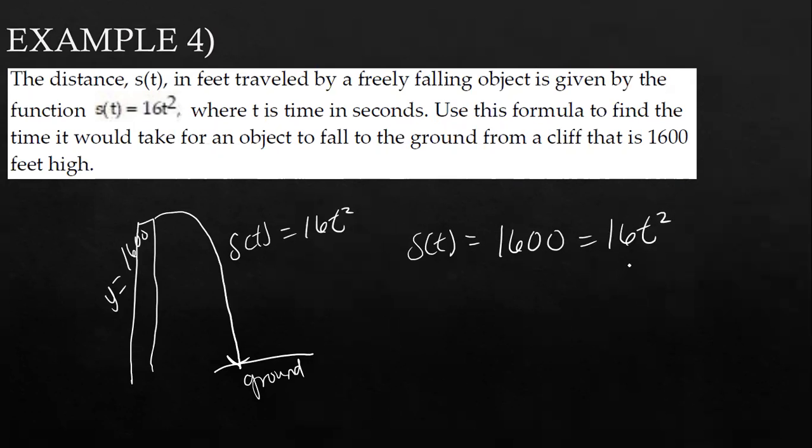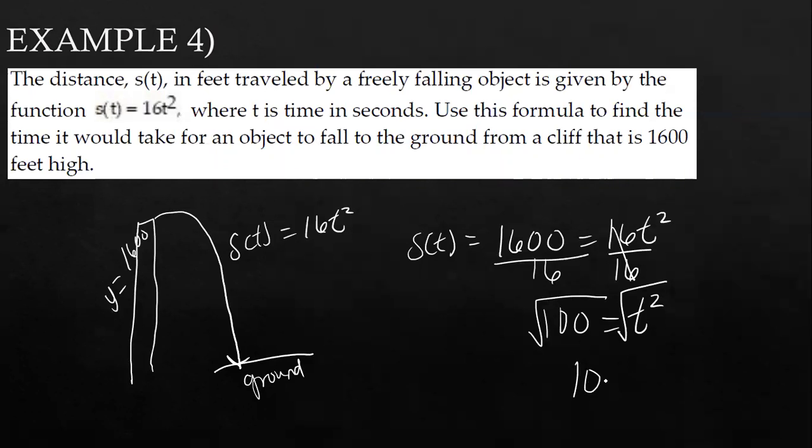This is 16 times t squared. There's no plus or minus, so that means that I have to do division, because the opposite of multiplying 16 is to divide 16. So I'm left with 100 equals t squared. And now I can undo the square by taking the square root. And the square root of 100 is 10. So how long does it take for it to hit the ground? 10 seconds.